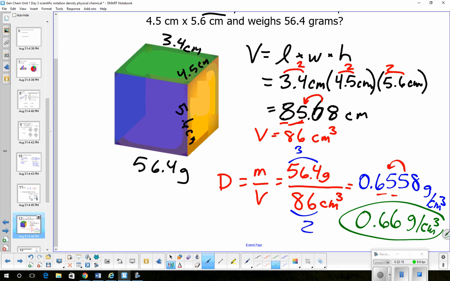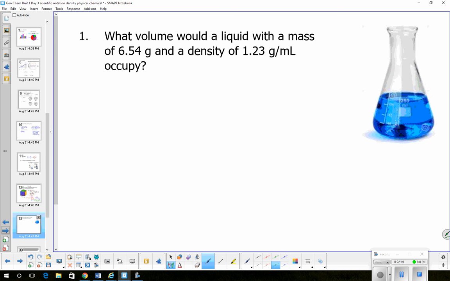All right, let's look at another one. What would the volume, so this time I'm looking for volume, of a liquid with a mass, so here's my mass, and a density, so here's my D, occupy? Now, you'll notice I do this. I hated story problems when I was your age. I hated them, absolutely hated them, until I had a teacher that told me, just take it apart. As you read it, circle and label things, and then it's easy to pull them out.